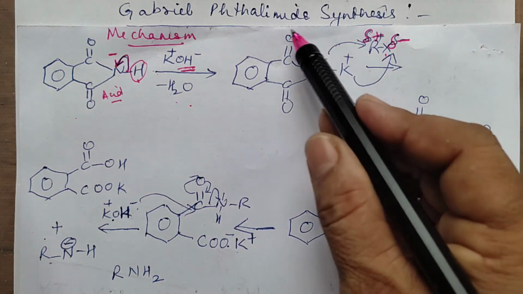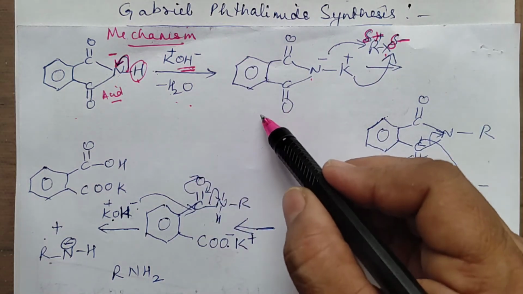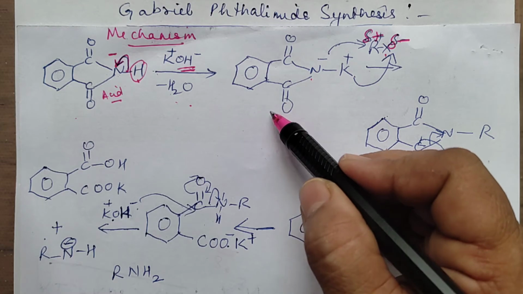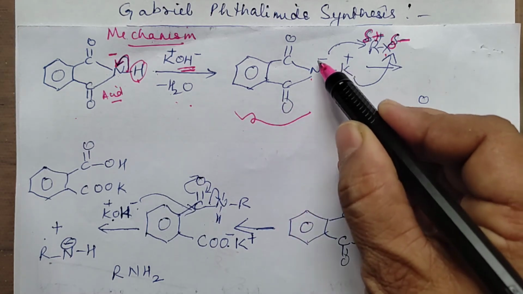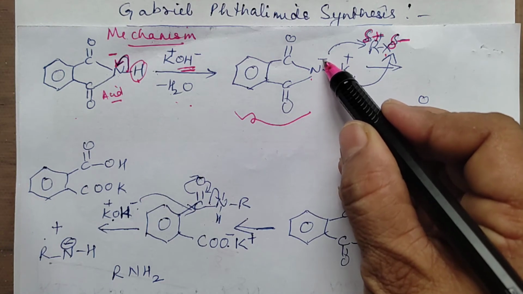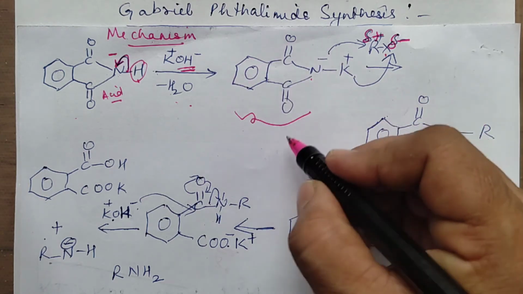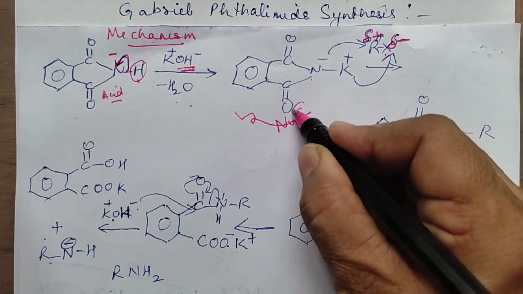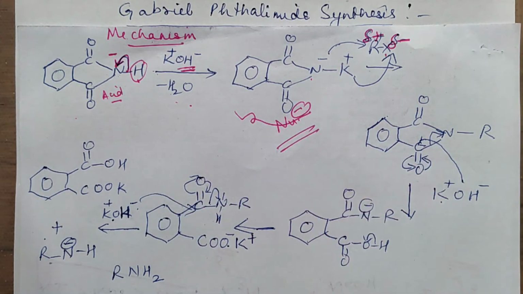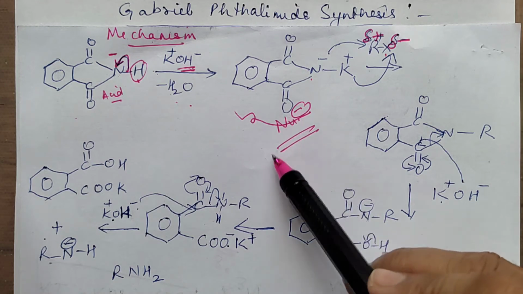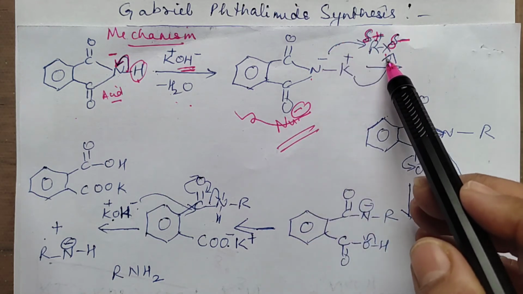Now, in this particular step, there is no H plus, so it is not acting as an acid. In fact, this part is providing that minus. So this is acting as a nucleophile. The phthalimide ion is acting as a nucleophile, and this nucleophile is attacking RX.